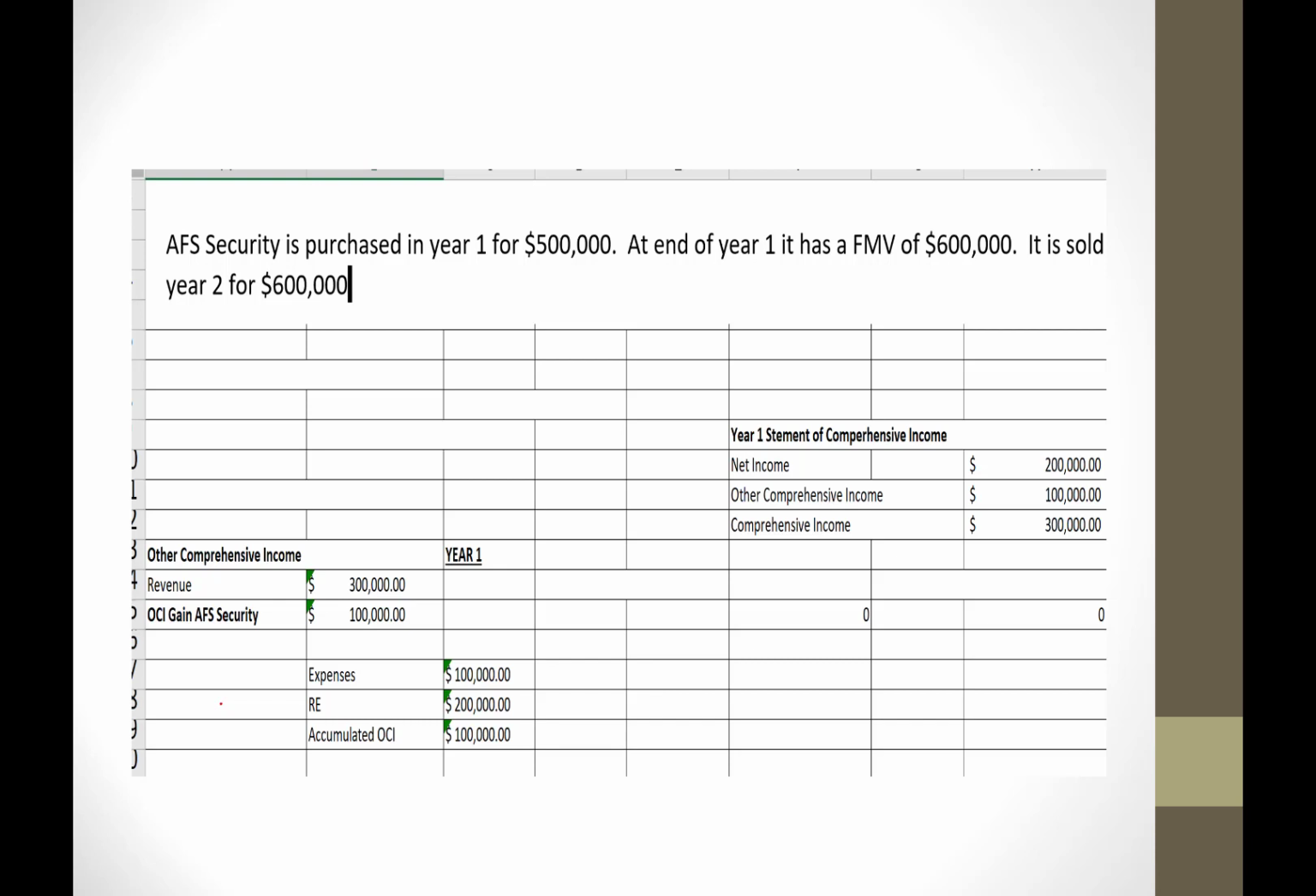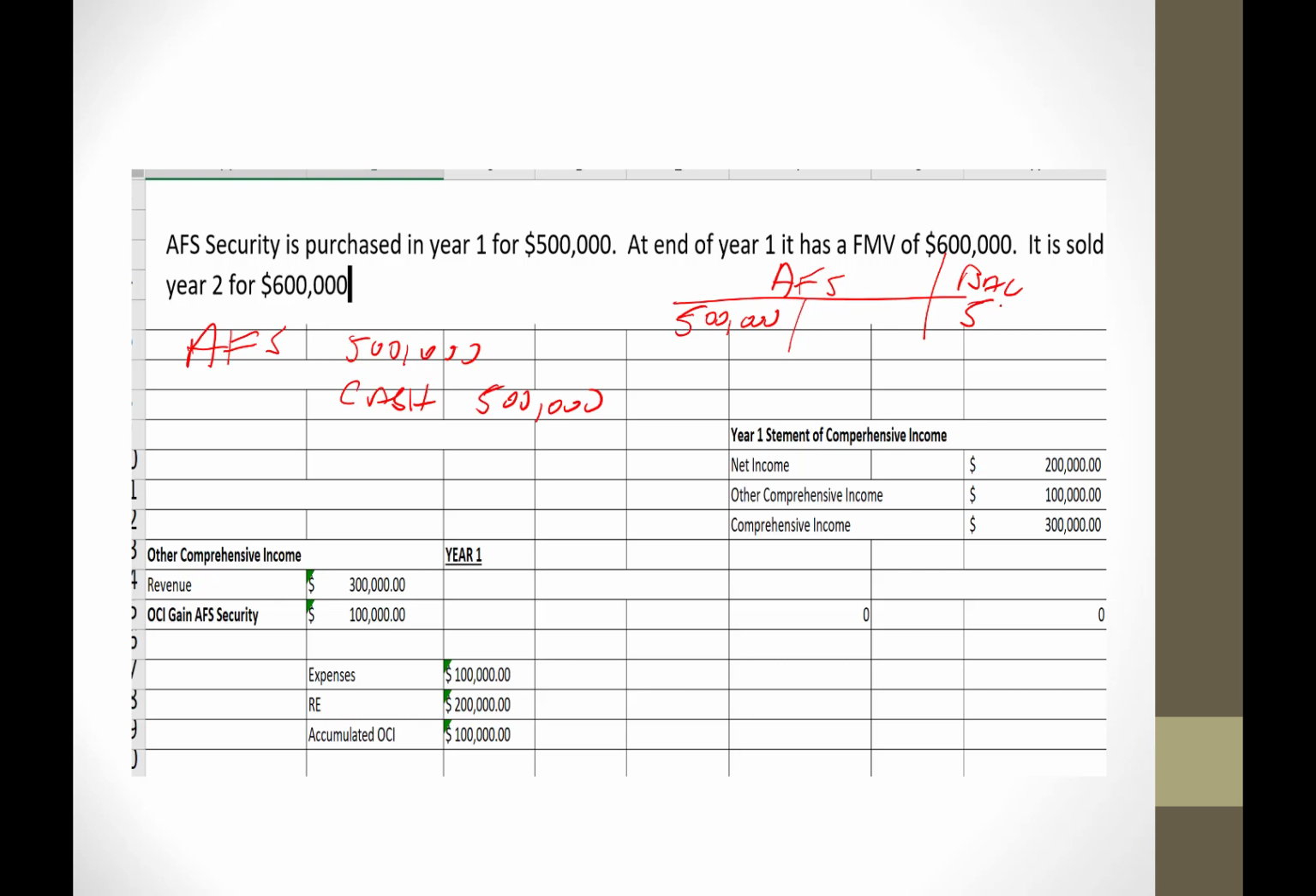Now, when I buy the security, what journal entry should I make for the purchase of that security? I'm going to write it in here. Good. Debit available for sale security, $500,000. Credit cash for $500,000. That's when I buy it, right? Okay. Now at this point, AFS security is showing what? $500,000 balance.